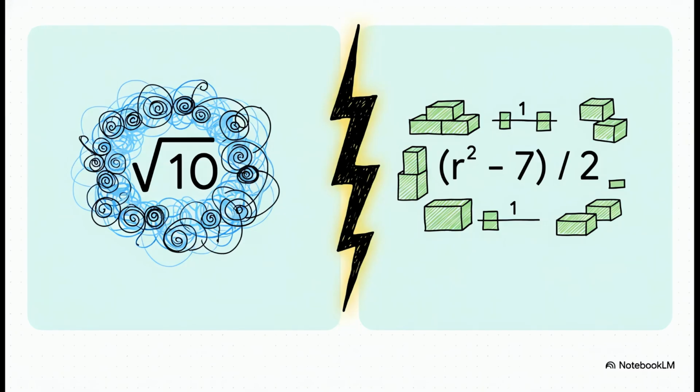Okay, here it is, the big reveal, the contradiction. Look at the left side of our equation. We've got the square root of 10. Now, is 10 a perfect square? Nope. So we know for a fact that root 10 is irrational. But now look at the right side. Remember how we assumed r was rational? Well, that means r squared is also rational. And if you take a rational number, subtract 7, and then divide by 2, guess what? The result is still rational.